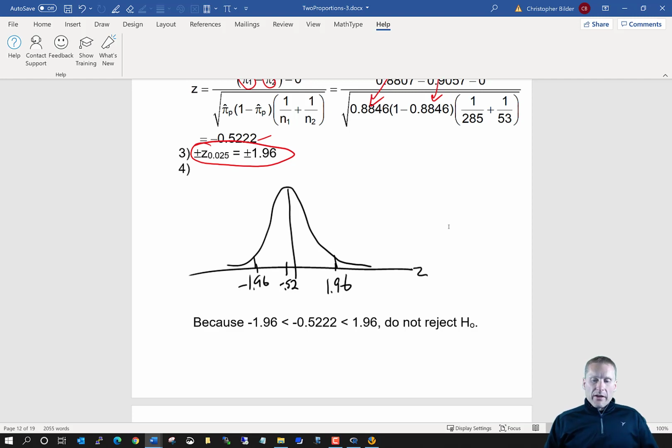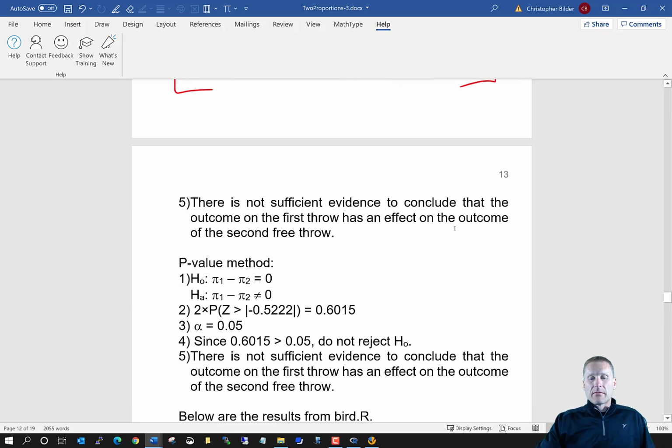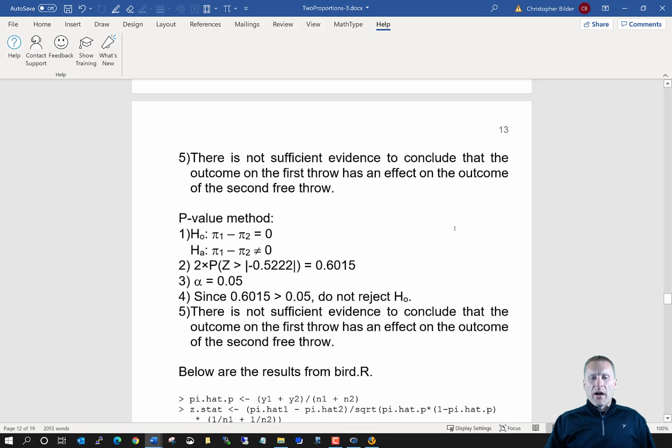So because of that, then, we can say, since negative 0.5222 is between our two critical values, don't reject H0. Again, just for emphasis, I always expect you to make a statement such as that. You always have to tell me why you don't reject H0. So what does this mean in terms of the original problem? Well, there is not sufficient evidence to conclude that these two probabilities of success are different. Or you can say to conclude that the outcome on the first free throw has an effect on the outcome on the second free throw.